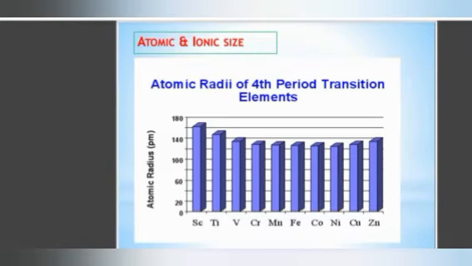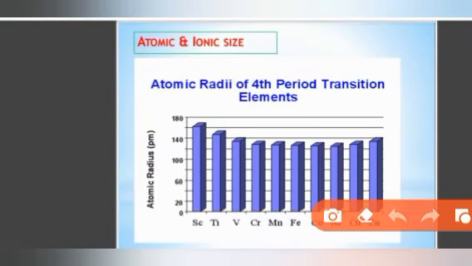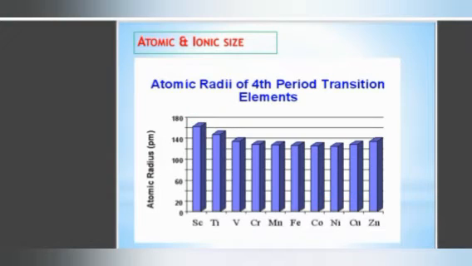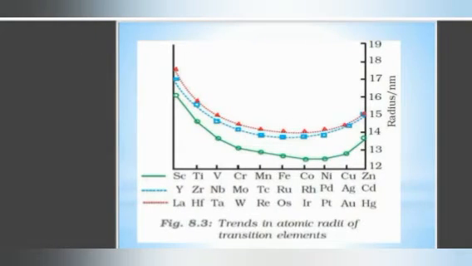Atomic and ionic size: first it is decreasing, then it is constant, or slightly increasing. It means that from scandium, titanium, vanadium, chromium up to manganese the atomic size is decreasing, because moving from left to right atomic size decreases. But after manganese, for iron and cobalt, it slightly increases. So the atomic radii of fourth period transition elements first decrease, then increase. This is why it is given with the help of atomic size also. You will make this graph also.